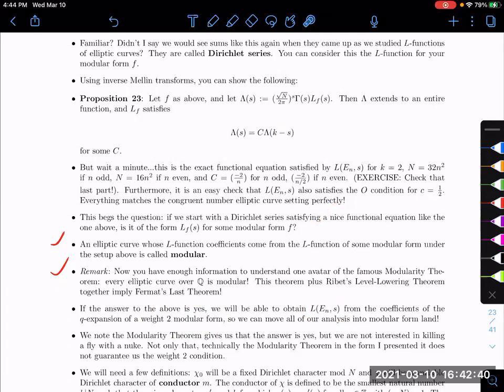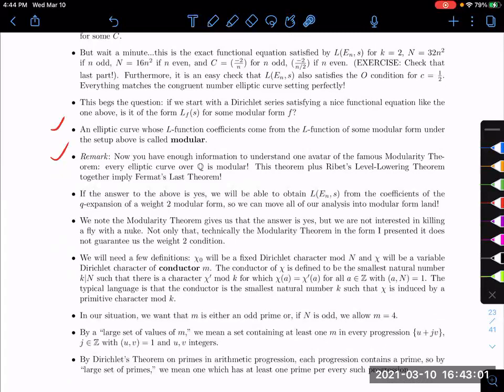And so what that means is the second I get an affirmative answer to this question, I can move all of my analysis about the congruent number problem from elliptic curve land to modular form land. And I get all of the tools of modular forms at my disposal. And so the first thing to note would be that the modularity theorem, of course, tells you that the answer to this is yes, because your congruent number elliptic curves are over Q. But there's three problems with that solution. The first one is we don't want to kill a fly with a nuke. We don't want to invoke the modularity theorem to prove a much easier theorem if we don't have to.